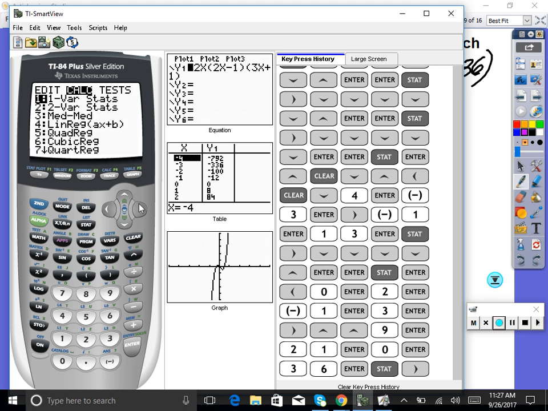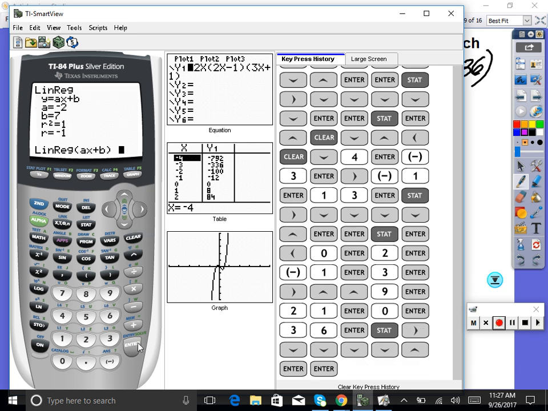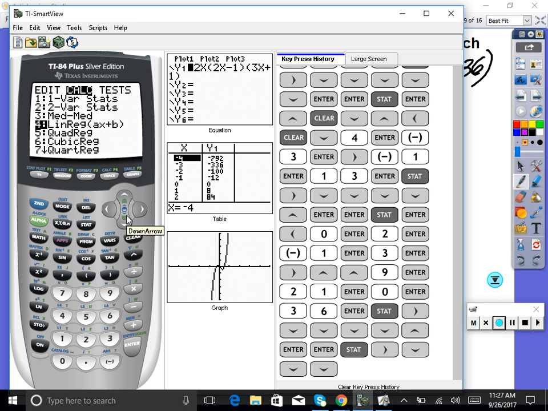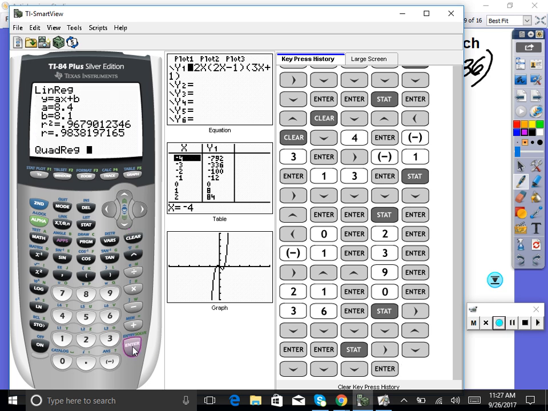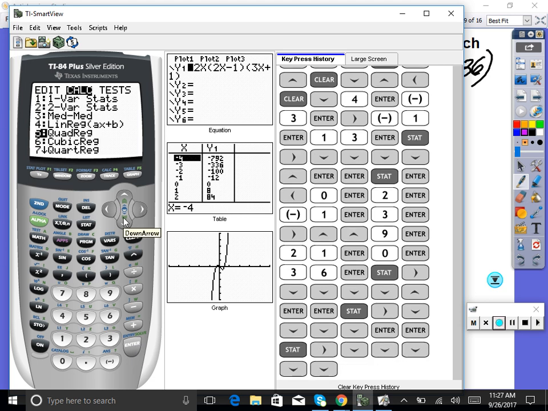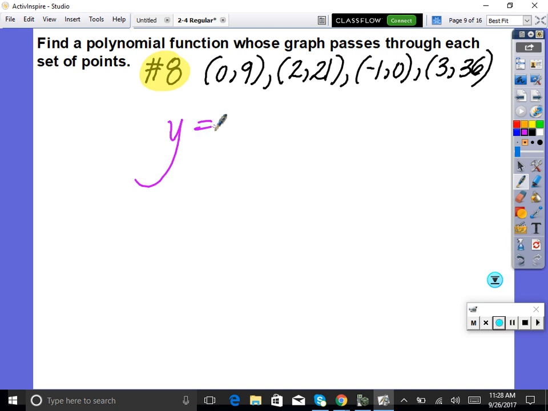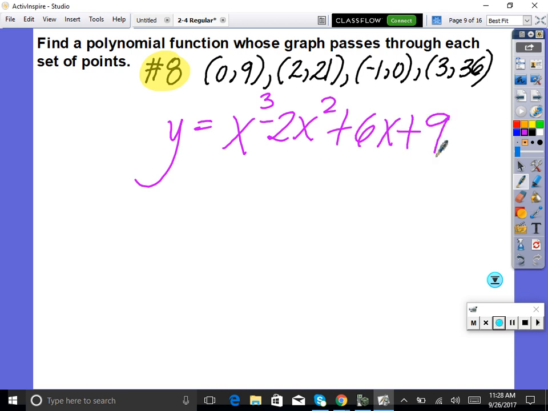Now stat, calculate. I'm going to try a line. Enter. Now that's 0.96. That's a 96% perfect fit. Not bad, but let's see if there's better. Trying out quadratic. 0.98, 98% perfect. Let's try a cubic. And a cubic is a perfect fit, looks like. R squared is 1. All right, sweet. So we have y is equal to x cubed minus 2x squared plus 6x plus 9. There is the polynomial that gave me those points.